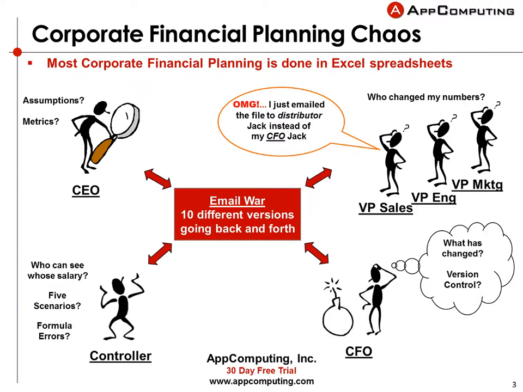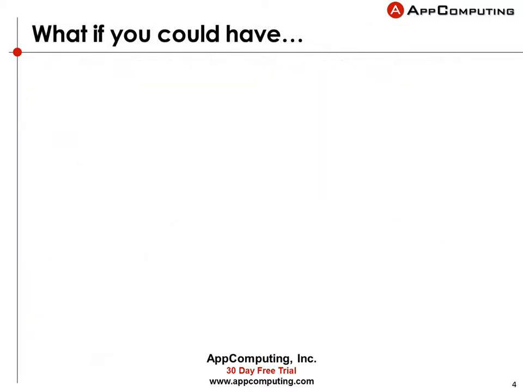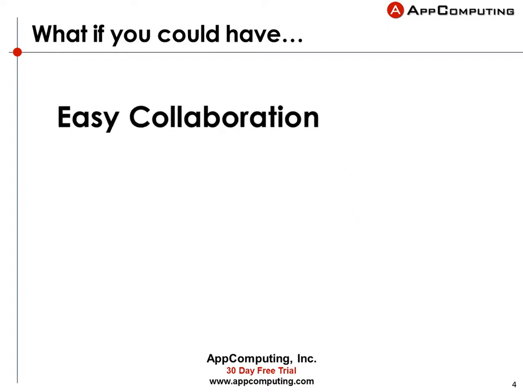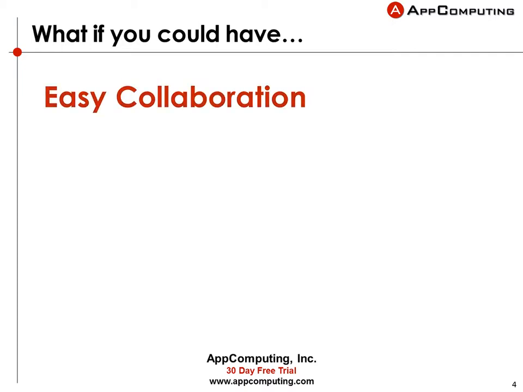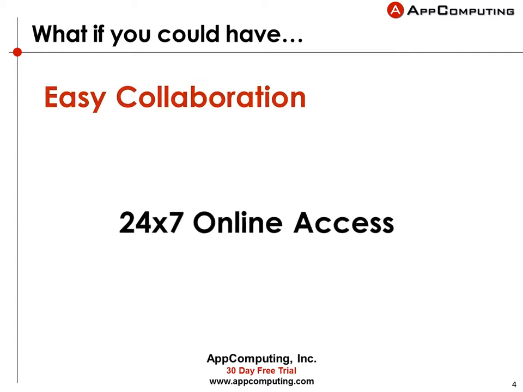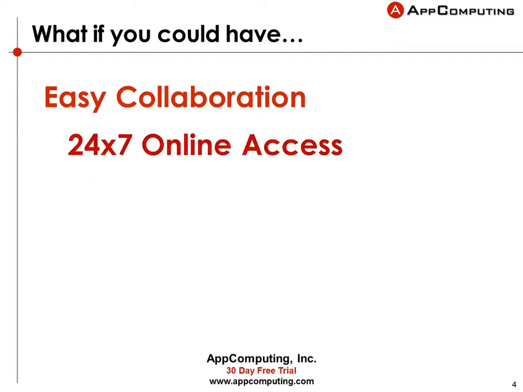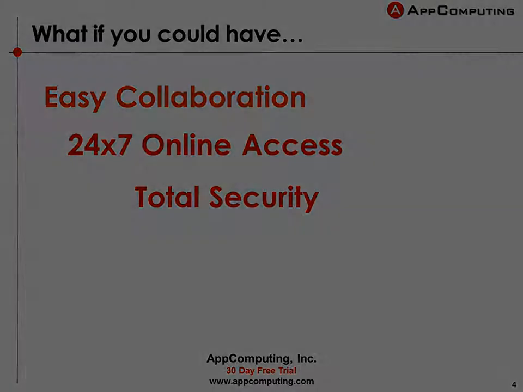As a CFO, you're continually wondering what has changed within the spreadsheet and which versions are being shared. If you're the controller, you're concerned with security, including who can see whose salary, along with all the scenarios and formulas used to build the budget spreadsheet. So now sit back a moment and imagine an entirely new and improved process for financial planning. What if this process could allow you to have easy collaboration among all stakeholders? What if you and your colleagues could access the financial planning program online 24/7 from anywhere and see only the latest information? What if you could be certain that all data is secure and centrally managed?